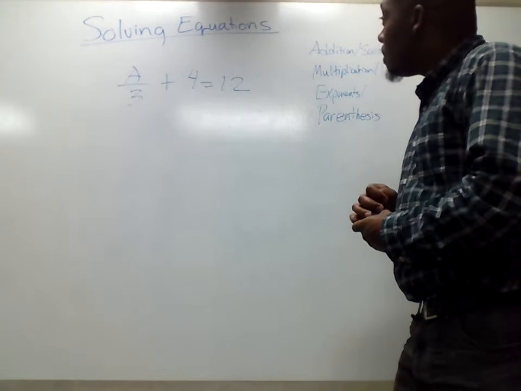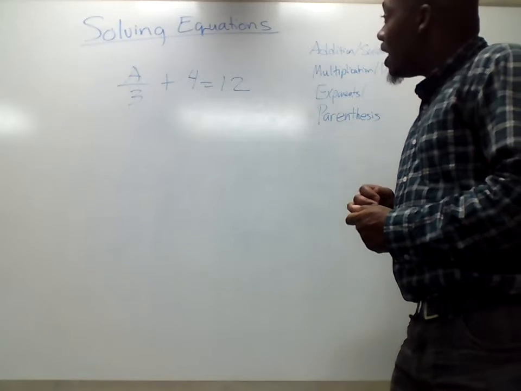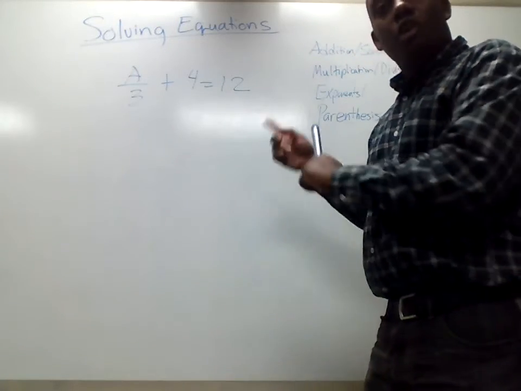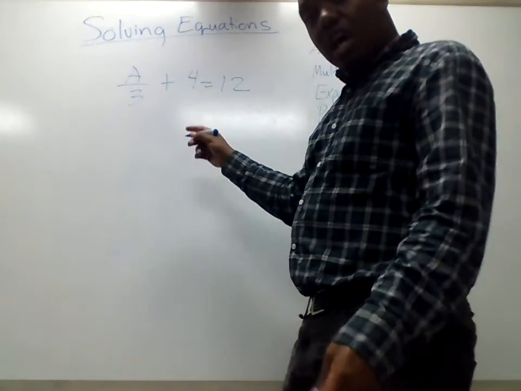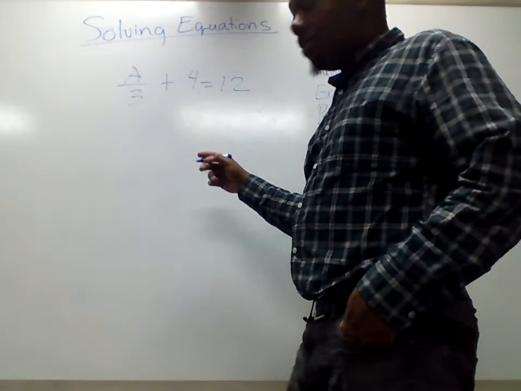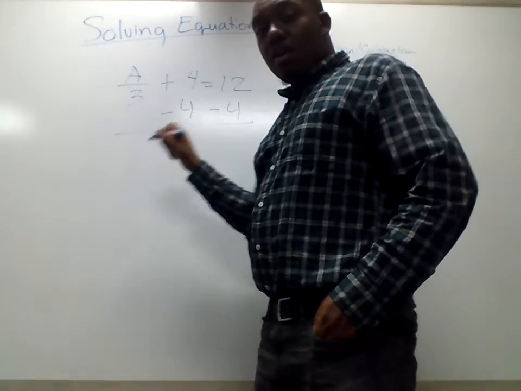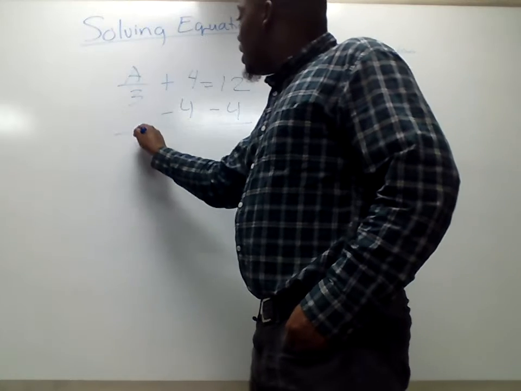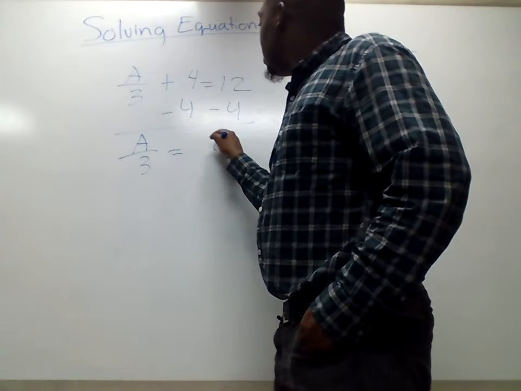If I'm doing my order of operations backwards, as I said I was going to do before, then I must undo the addition of 4 first before I look at the division. To undo the addition of 4, I do the inverse operation, which is subtracting 4. So I subtract 4 on both sides of the equation to keep it balanced. And I get that a divided by 3 must equal 8.